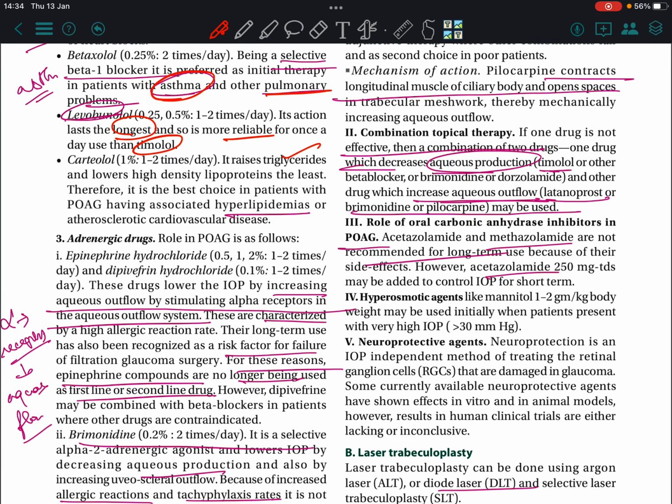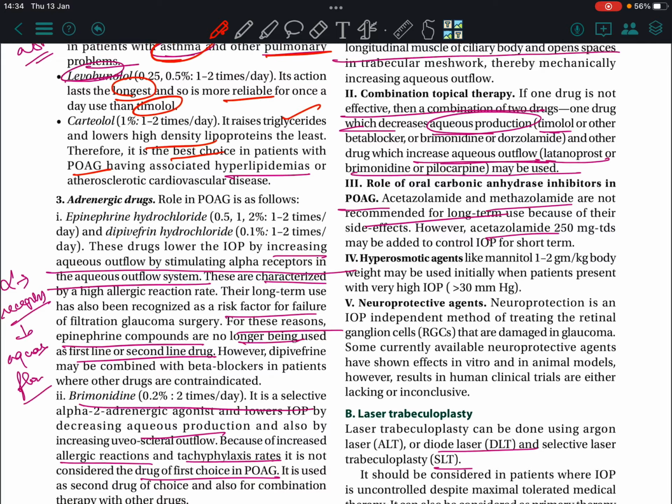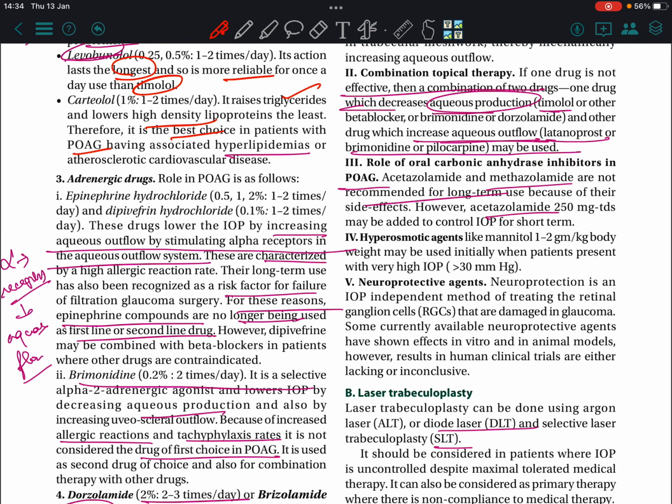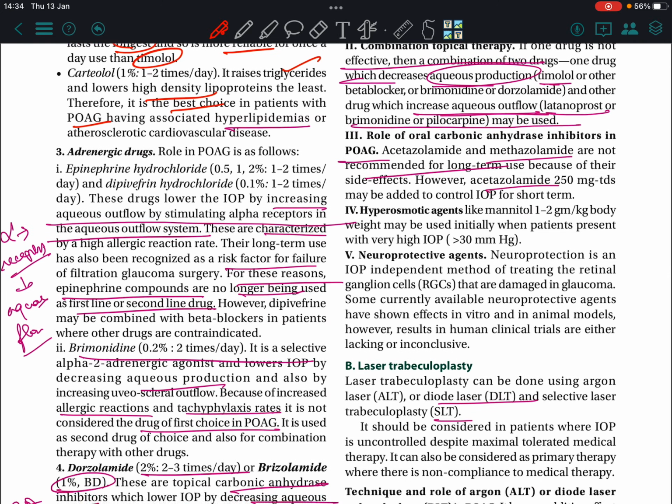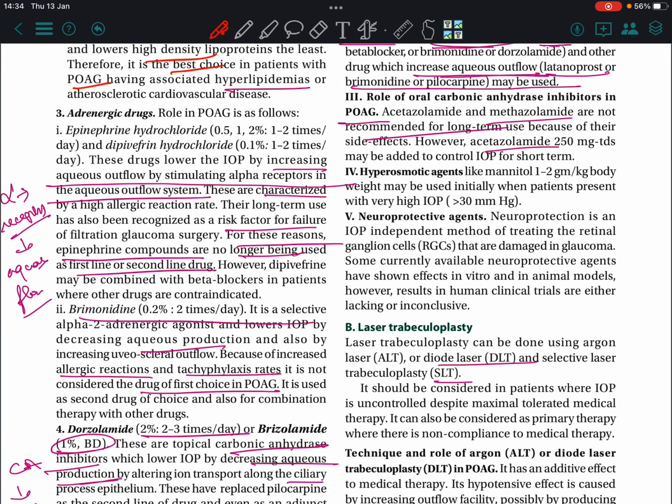Carteolol raises triglycerides and lowers high density lipoproteins the least. Therefore, it is the best choice in patients with POAG and having associated hyperlipidemia or atherosclerotic cardiovascular diseases.